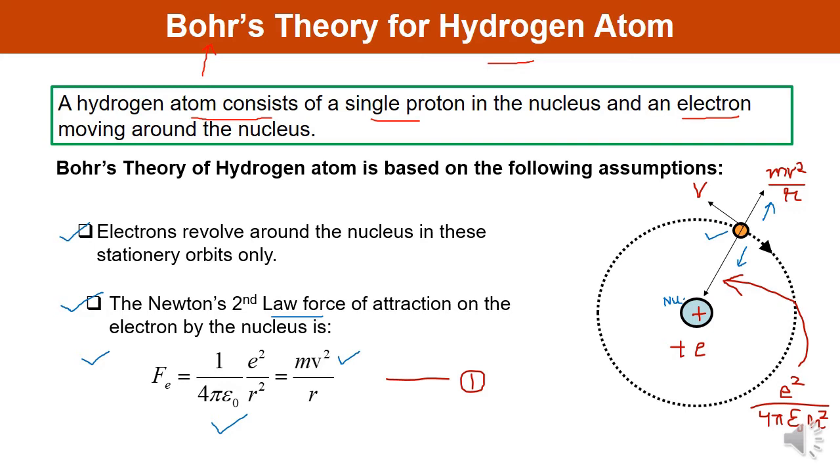You know that Coulomb force can be written as k q1 q2 upon r square. Here q1 and q2 both are equal to e, so q1 q2 is equal to e square. And what is k? k is 1 upon 4 pi epsilon naught. So this is how this particular term arrives, and you can equate these two forces. So this is what we have mentioned as equation number 1.